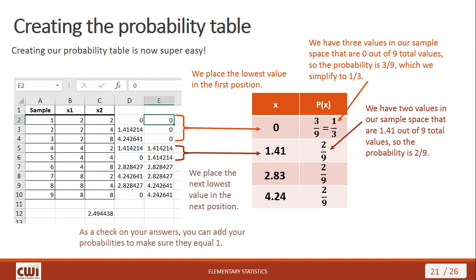We can also check to make sure that we've got the right numbers, by just remembering that for a probability distribution, all the probabilities have to add together to be 1. So we add 1/3, 2/9, 2/9, and 2/9 together, and indeed we do get exactly 1 coming out of that. So this checks out.